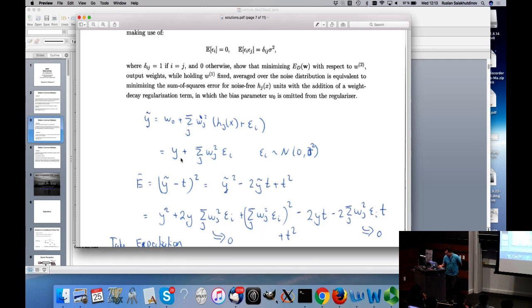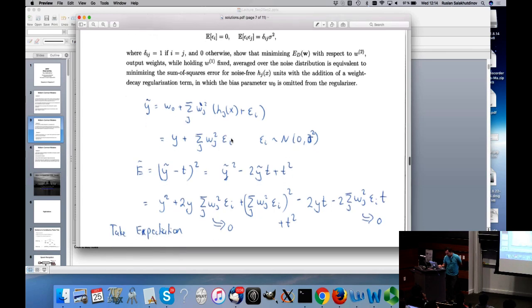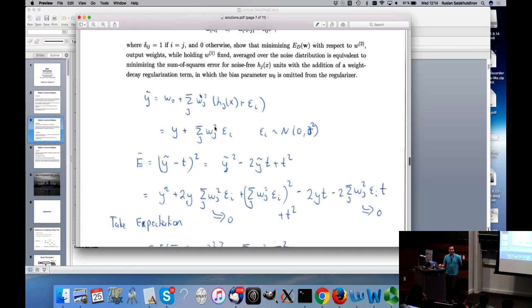And what I can do is write this whole thing as y, which is my original prediction, plus W_j, the second layer, times epsilon_j, where epsilon_j is normal with zero mean and variance sigma, right? So this is the step that if you've gotten to, you could solve the problem pretty easily, right? You are basically saying my new prediction is really my noise-free prediction plus this term here, which is the corruption.